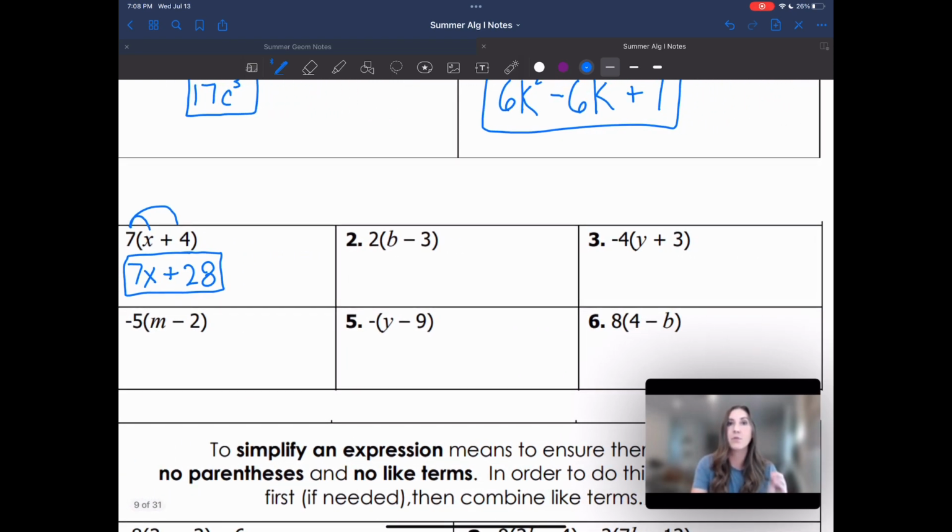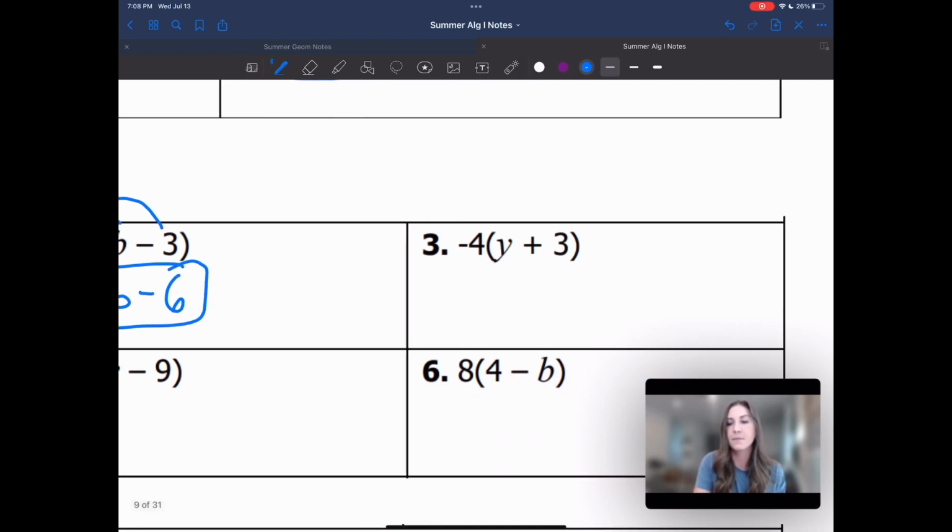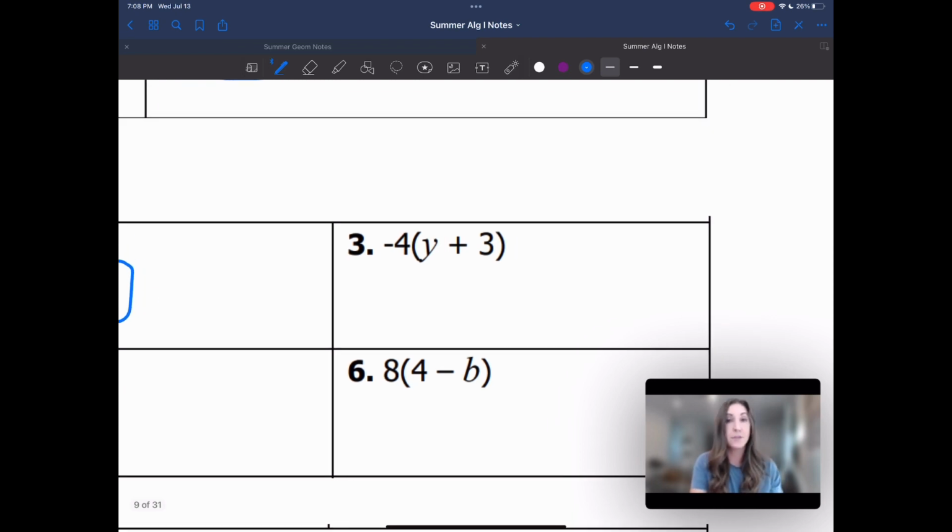So we're going to go through them real quick here. Number 2, we're going to distribute 2 to everything. 2 times b is 2b. 2 times negative 3 would be negative 6. So I write minus 6. Okay, number 3, I'm going to distribute negative 4 to y, which would be negative 4y. And then negative 4 times 3, which would give me negative 12.